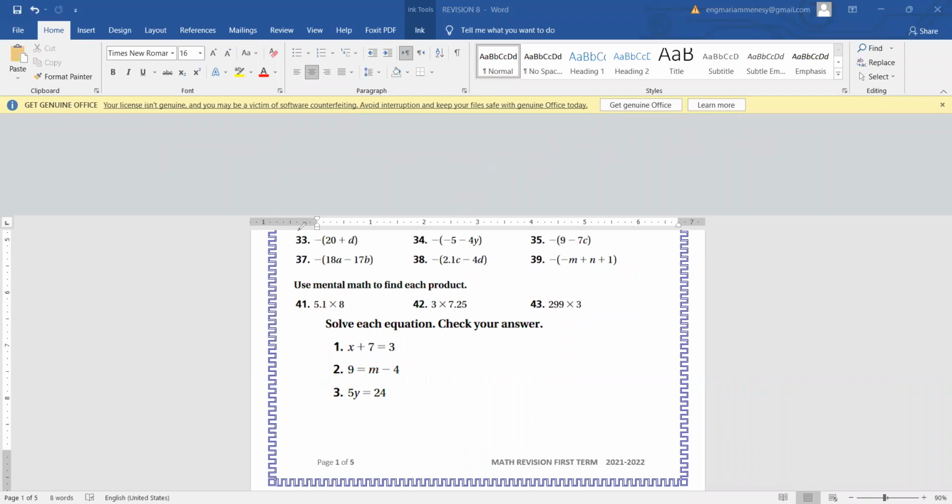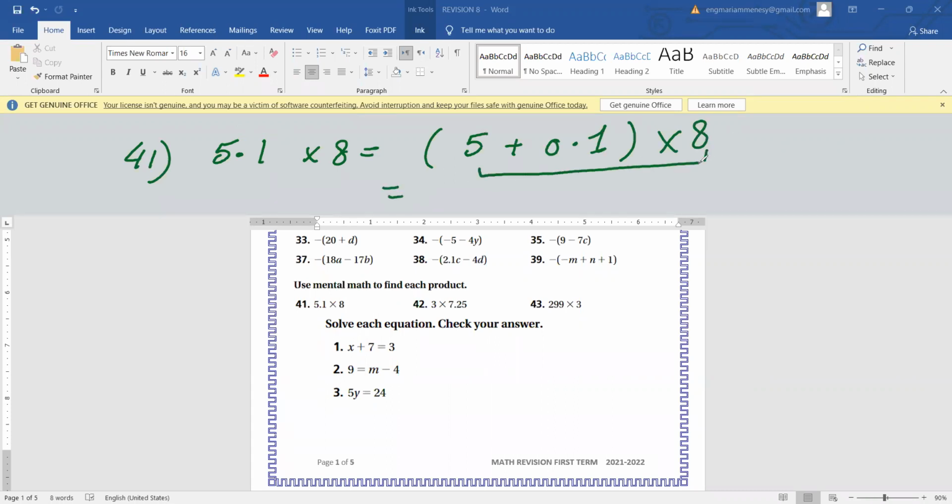Yes. Okay, my dear. Number 40, I'll solve 41. Use mental math to find each product. I have 5.1 times 2.8. It's easier to write it as 5 plus 0.1 multiplying 8. Then multiply 8 by 5, and 8 by 0.1. It will be 40 plus 0.8. 5 times 8 is 40. 8 times 0.1 is 0.8. Then put the answer 40.8. Okay, these are the steps.